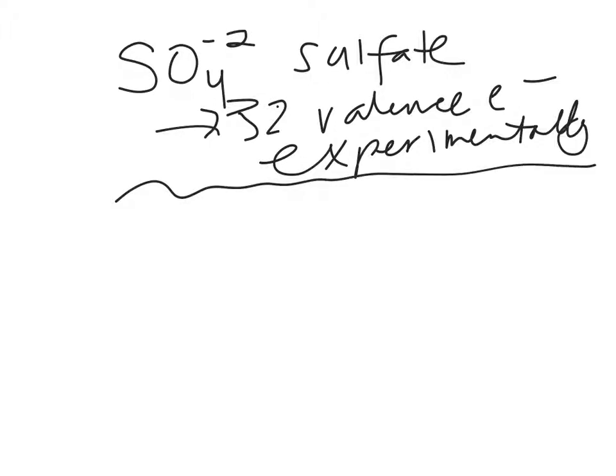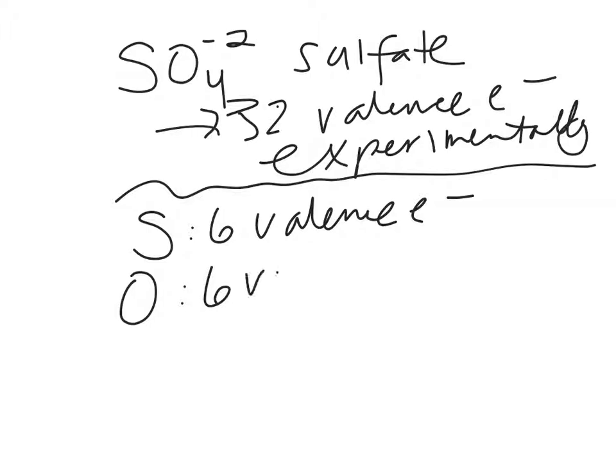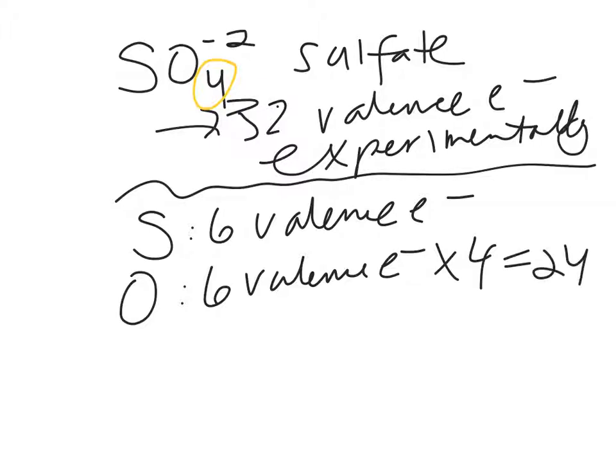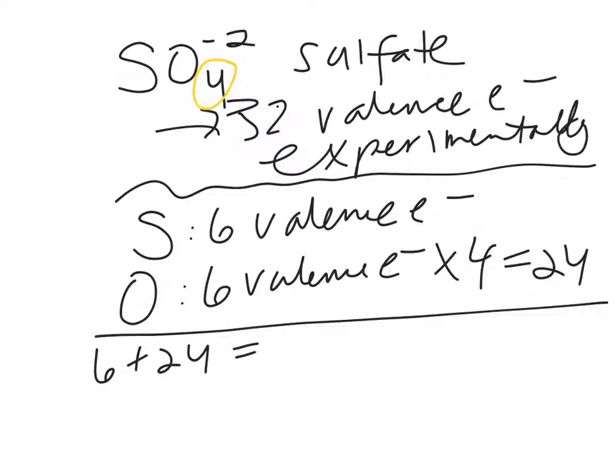However, if you were to just look at the atoms present, you would say, well, sulfur has 6 valence electrons, and oxygen has 6 valence electrons, but there are 4 oxygen atoms present in this particular ion, so times 4, that's a total of 24. So if you add up 24 plus 6, you would only expect 1 sulfur and 4 oxygen atoms together to have a total of 30 valence electrons.